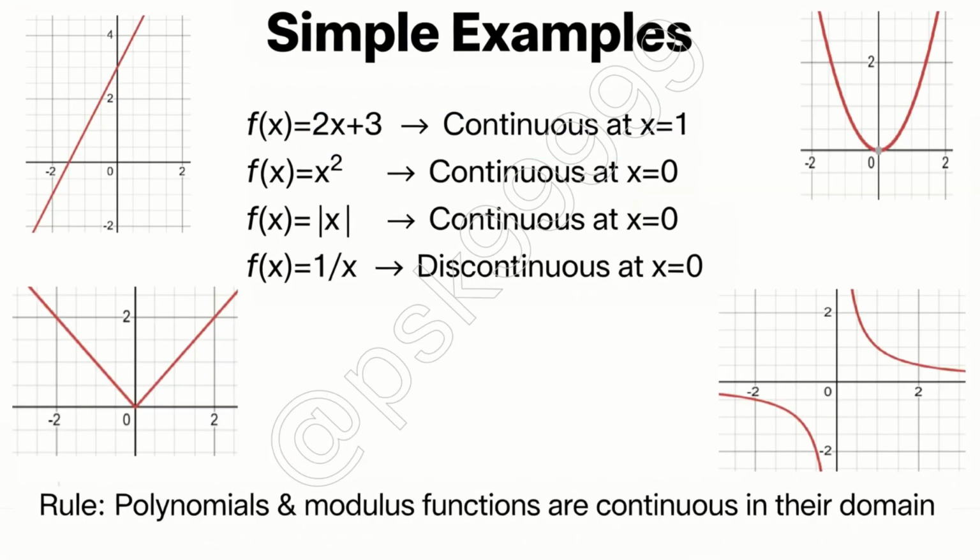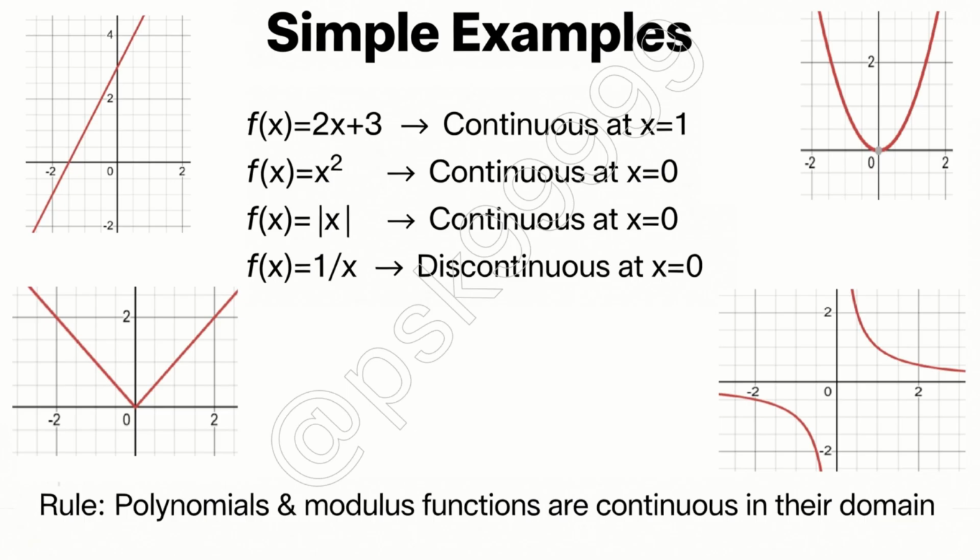Next, simple examples. Let's take f of x equal to 2x plus 3. This is continuous, it's a straight line. You can draw a straight line without lifting the pen, we know it, so it is a continuous function. At any point basically it is continuous. There are no breaks for this function.